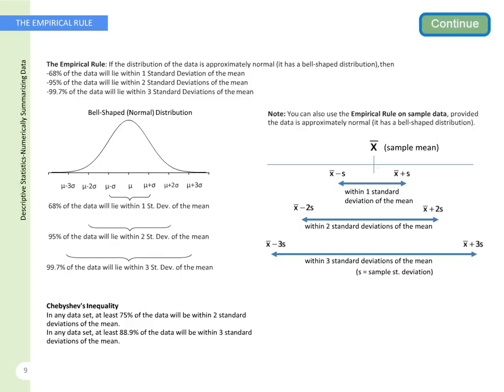There is also Chebyshev's inequality, which describes a distribution regardless of normality. In any data set, at least 75% of the data will be within 2 standard deviations of the mean. In any data set, at least 88.9% of the data will be within 3 standard deviations of the mean.